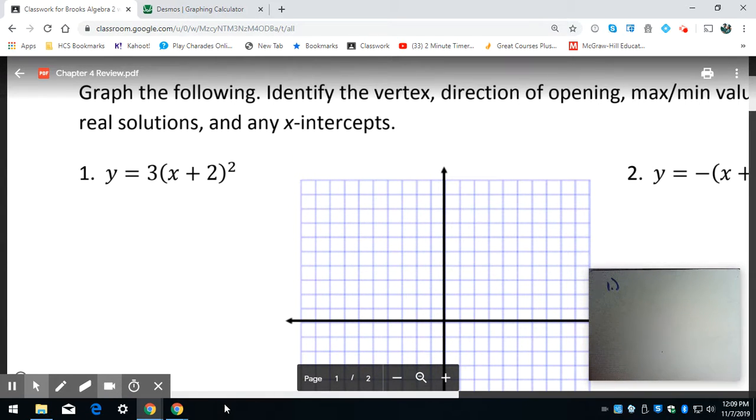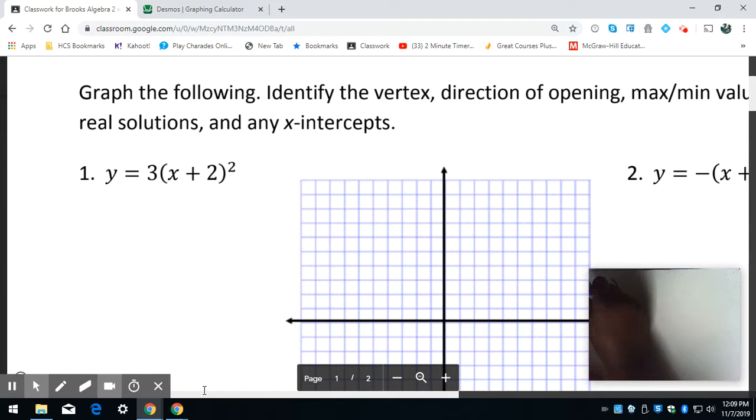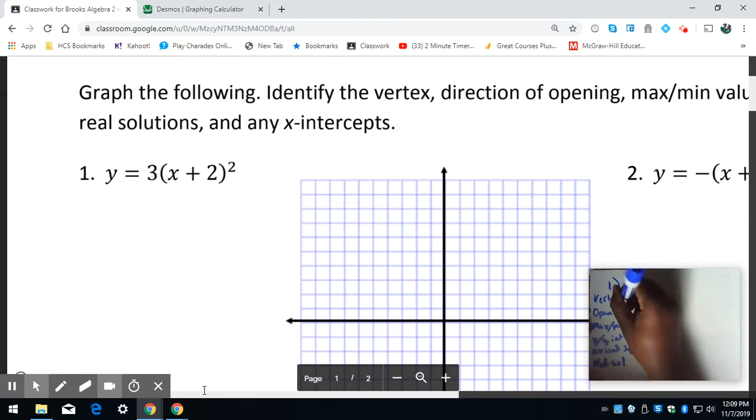But it says graph and identify, so we want to identify the vertex. We want to tell whether it opens up or down, max, min value, x, y intercepts, axis of symmetry, and then number of solutions. All right. And it wants us to graph first. Do that.